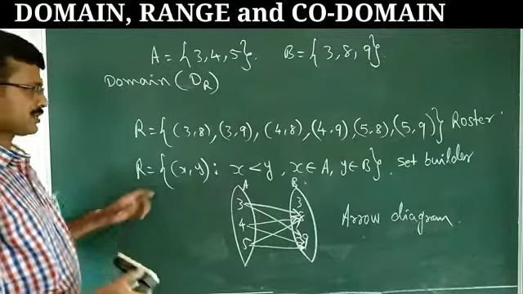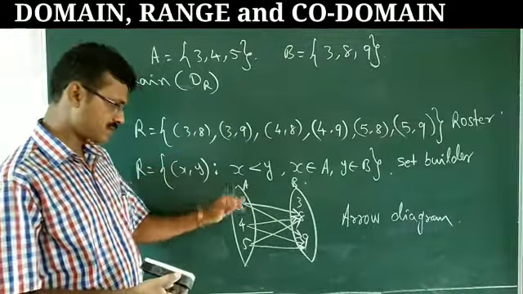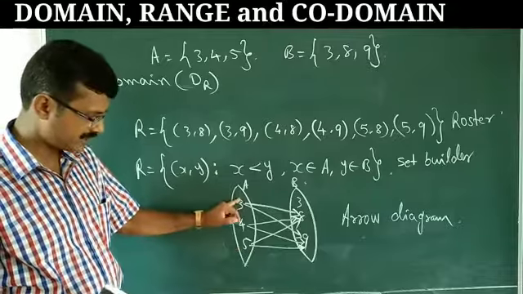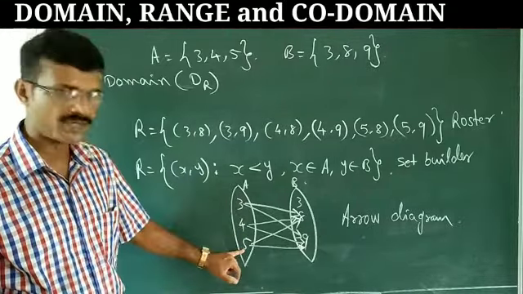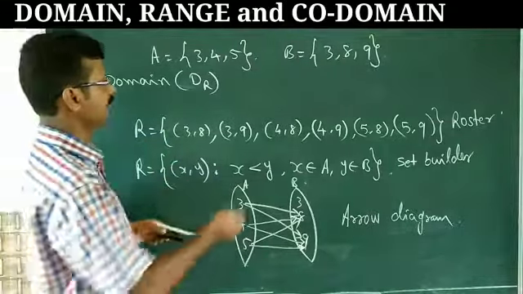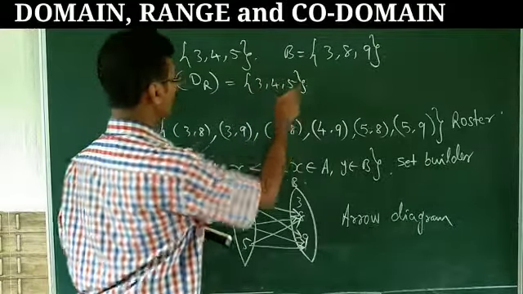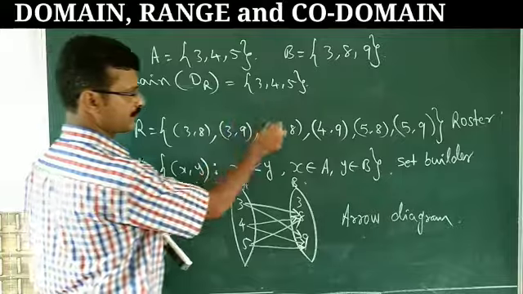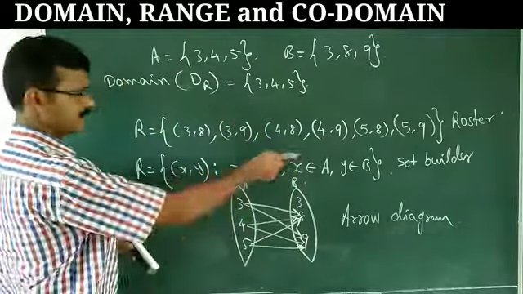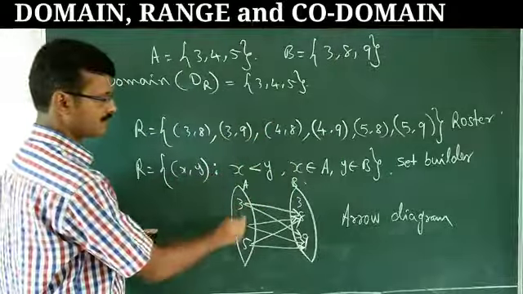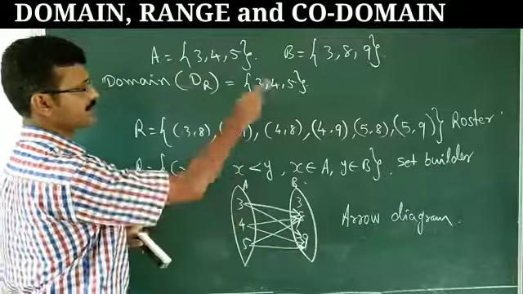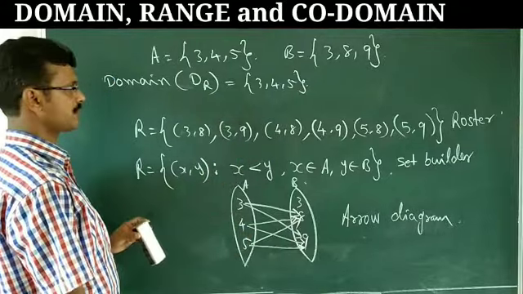What does domain mean? All the x components. Here the domain is 3, 4, 5. The domain of this relation we can say is 3, 4, 5. Or if you see here also 3, 4, 5. Even from the arrow diagram we find the elements 3, 4, 5. That is the domain.